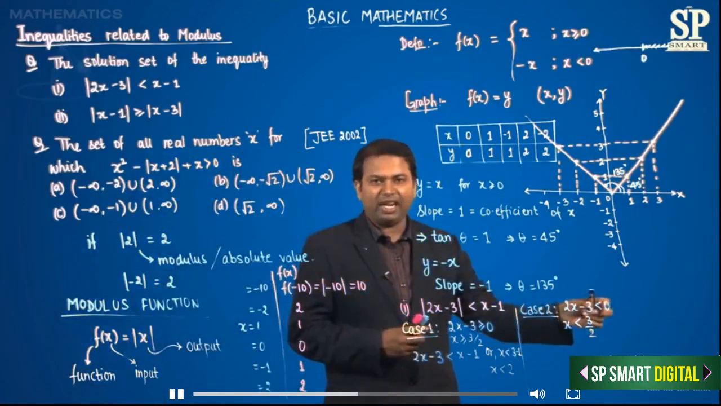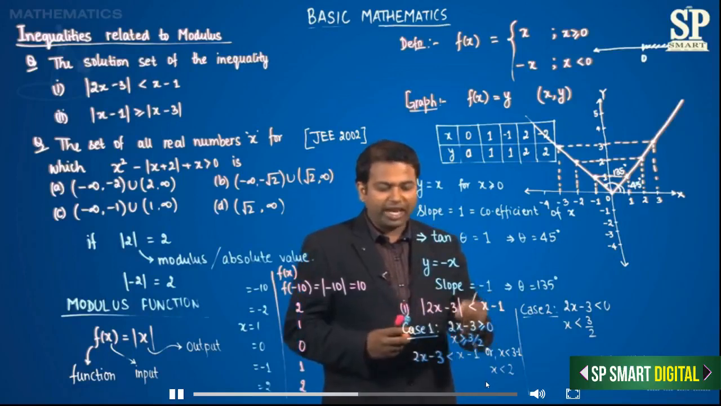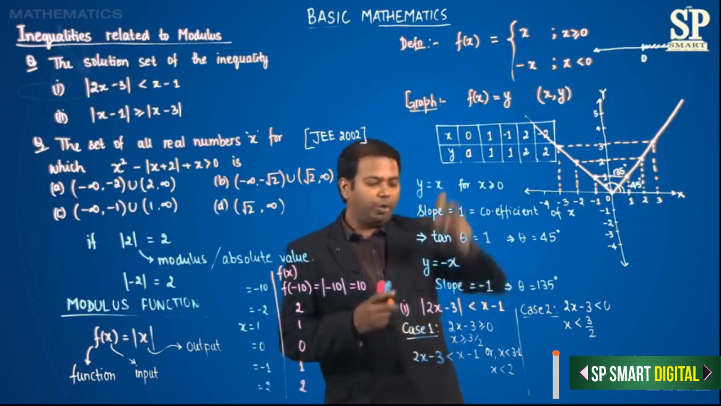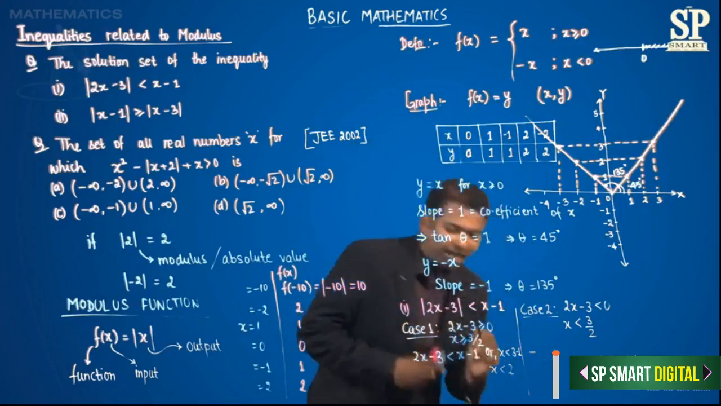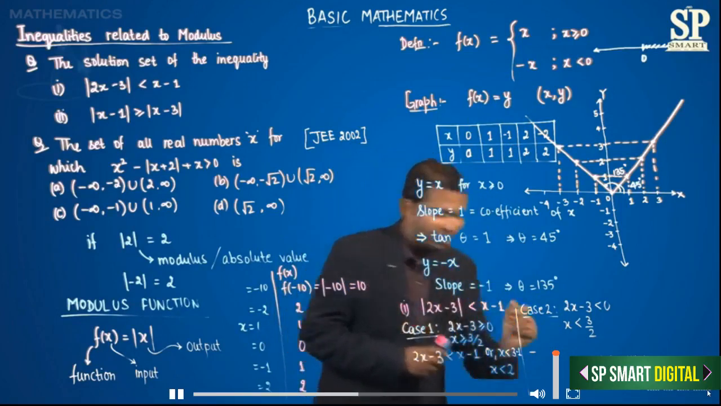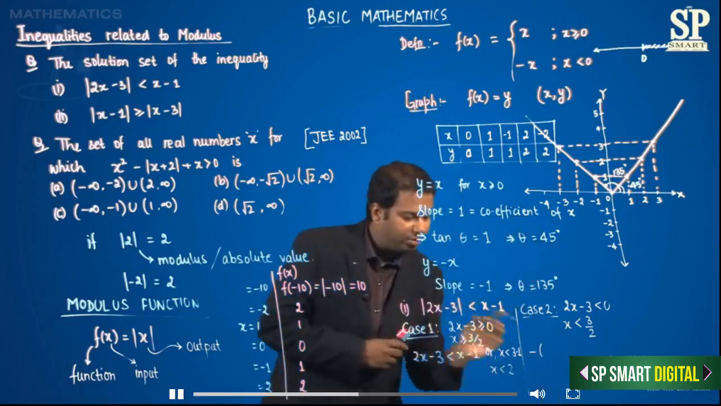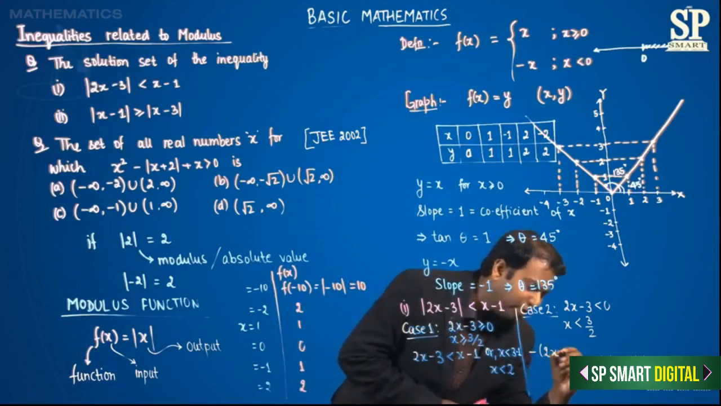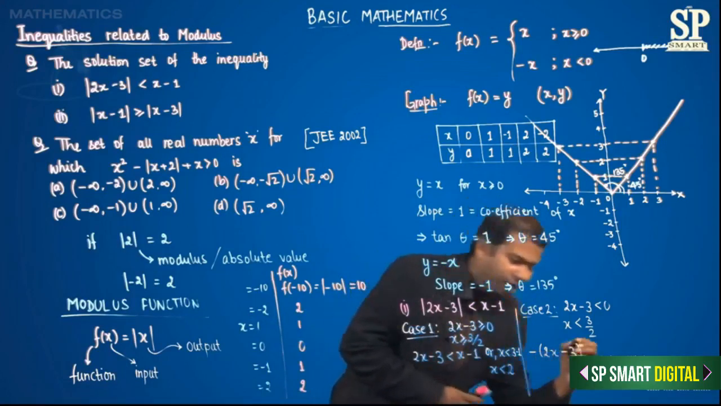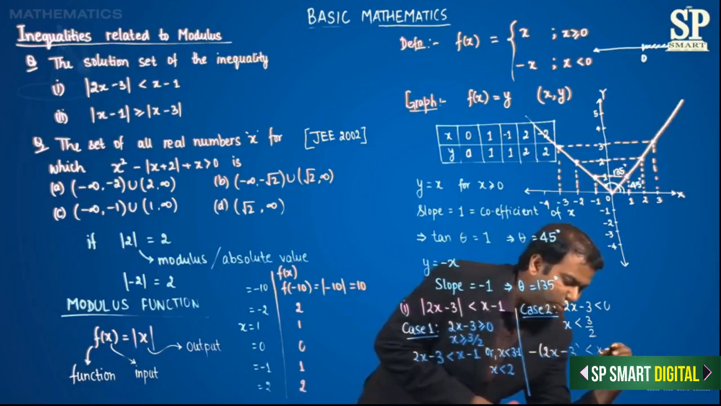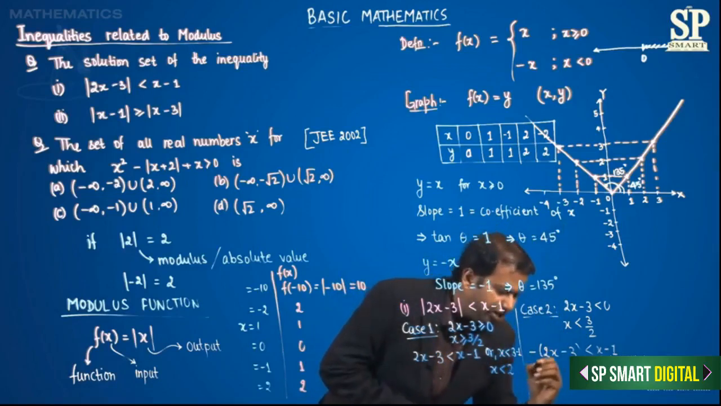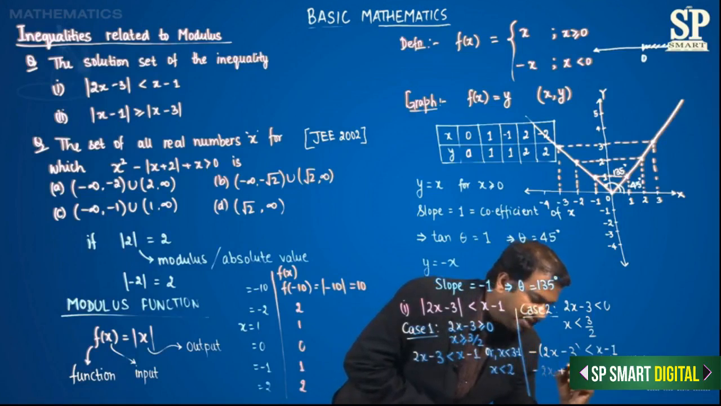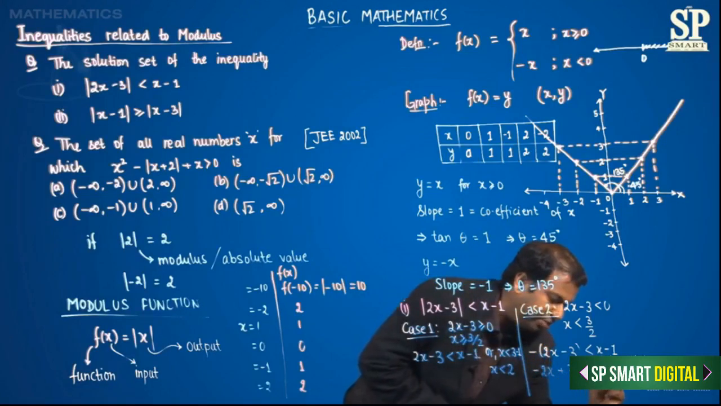2x - 3 is less than 0. So for this negative number, the absolute value, if we try to eliminate the modulus sign, brings in a minus sign here. So we need to write -(2x - 3) < x - 1. If we simplify this further, we have -2x + 3 < x - 1.